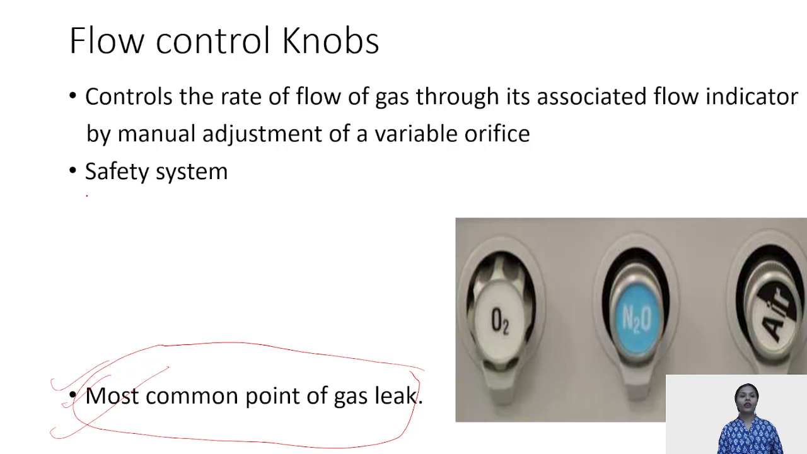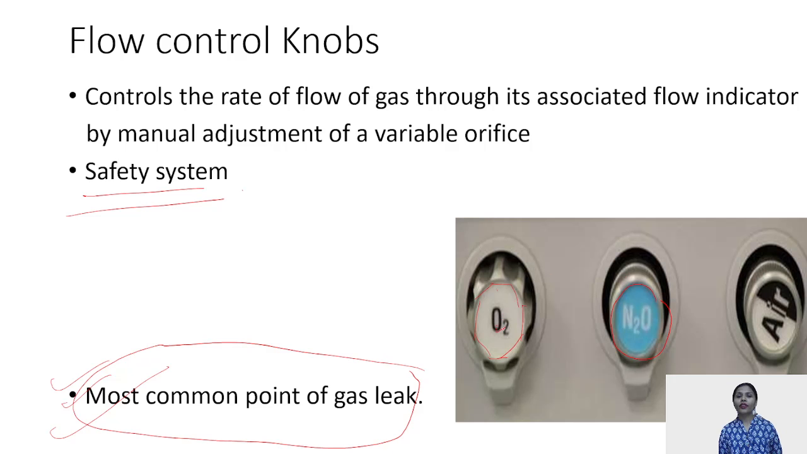valves. Now these flow control valves have a lot of safety systems in them such that accidentally you are not going to give only nitrous oxide to the patient and no oxygen. For that, the manufacturers have standardized certain rules for making these flow control knobs. For example, as you can see, in many machines the shape of this oxygen flow control valve is octagonal as compared to circular, that is nitrous oxide.